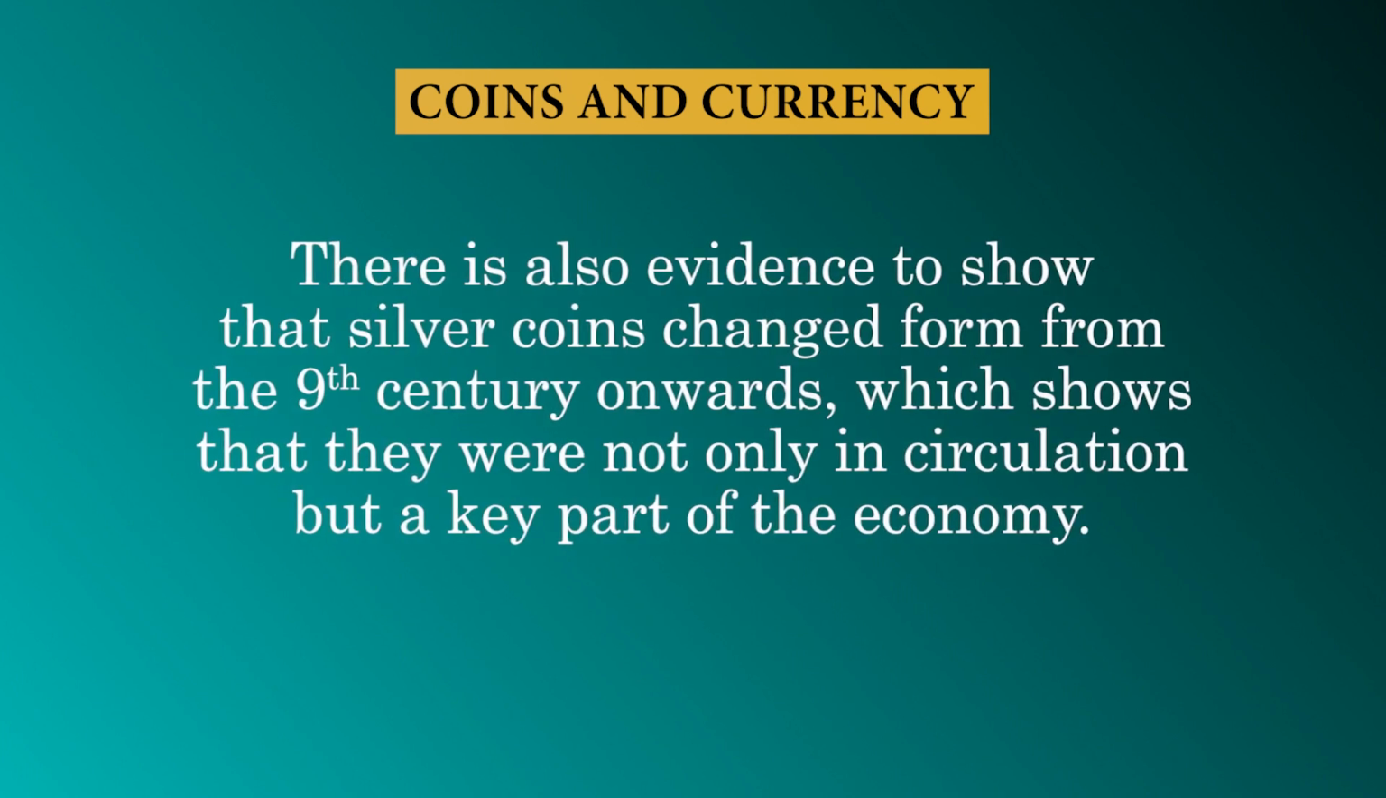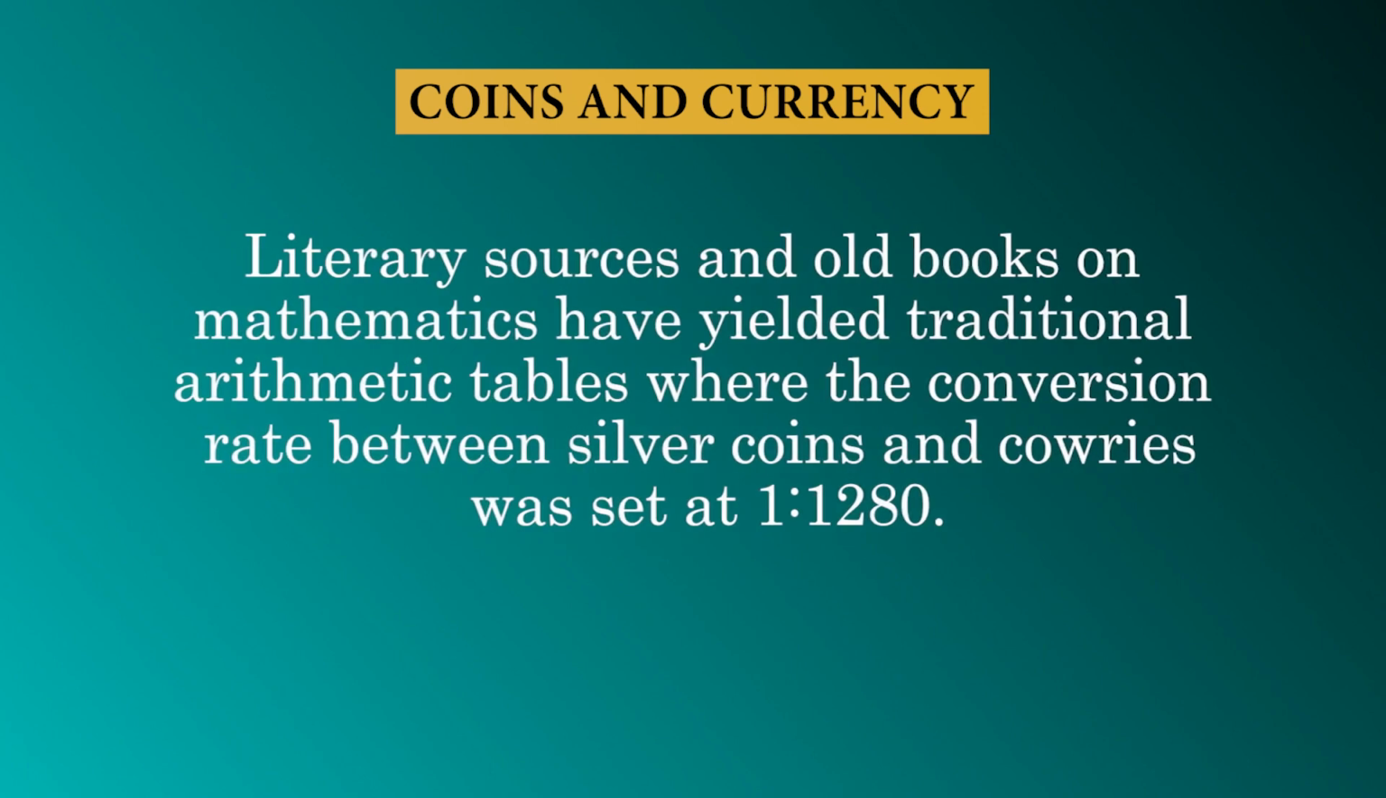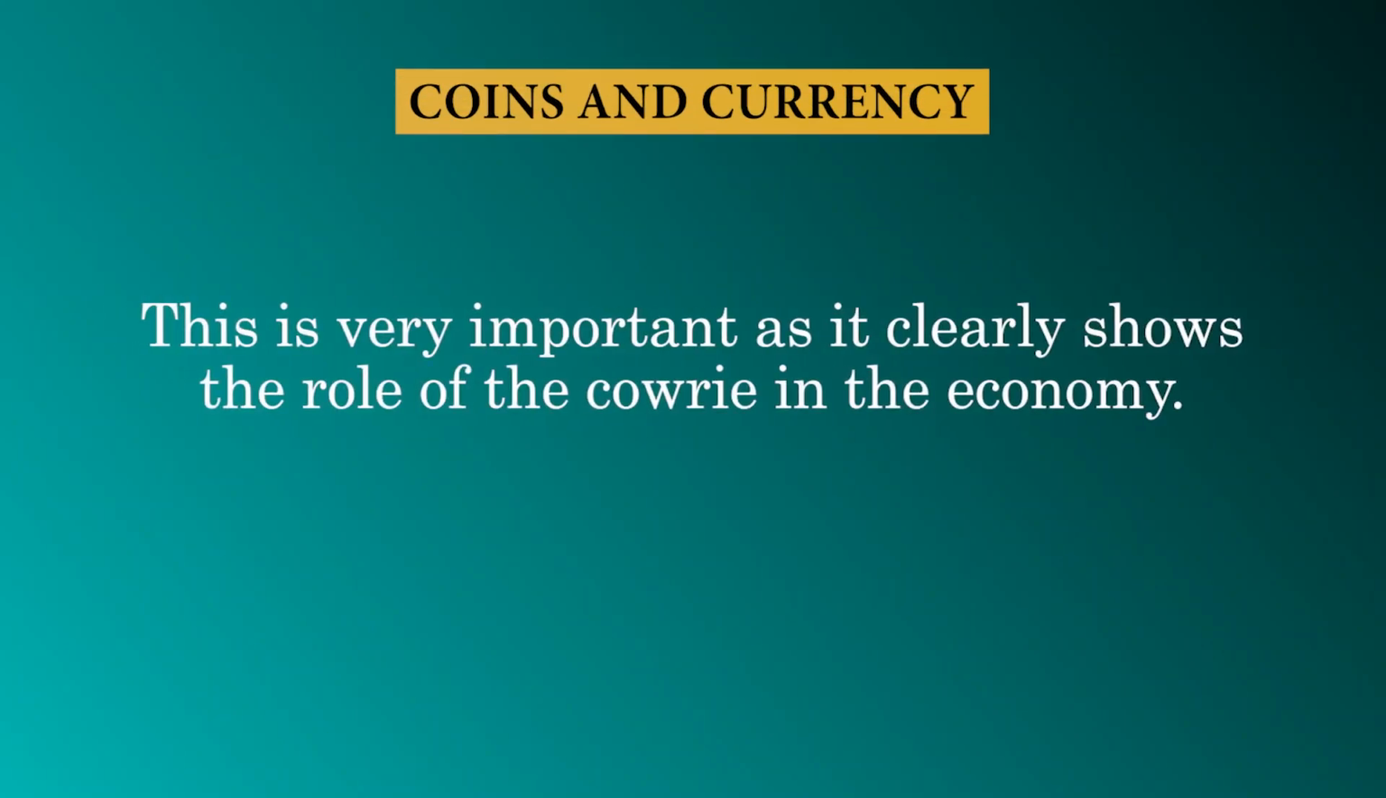There is also evidence to show that silver coins changed form from the 9th century onwards, which shows that not only were they in circulation, but that they were continuously being minted and were a key part of the economy. Literary sources and old books on mathematics have yielded traditional arithmetic tables where the conversion rate between silver coins and cowries was set at 1 to 1280. That is, one silver coin was equal to 1280 cowrie shells.